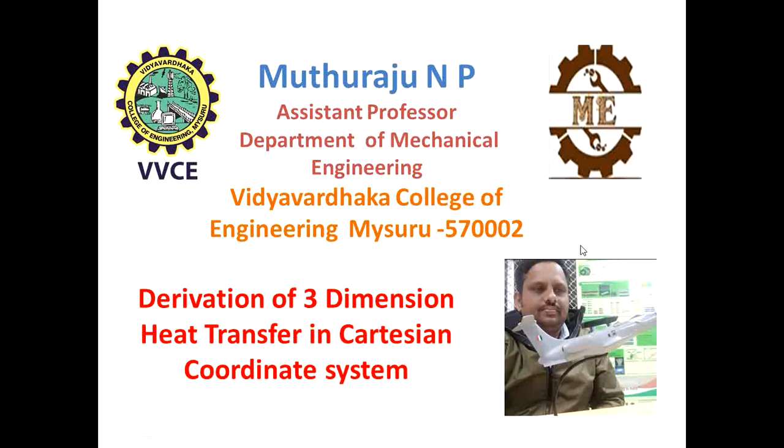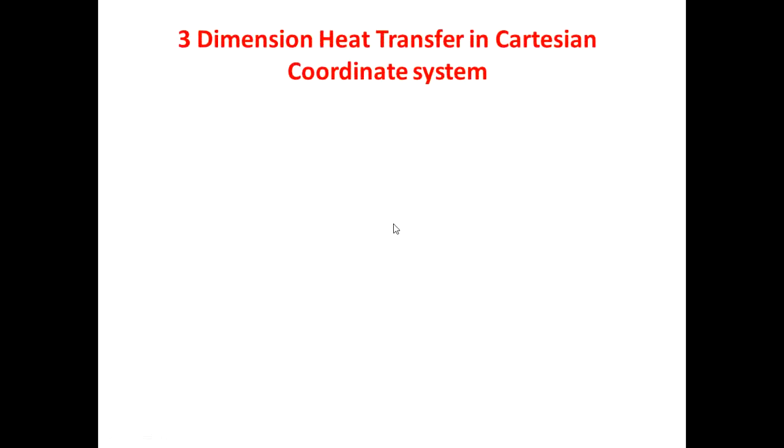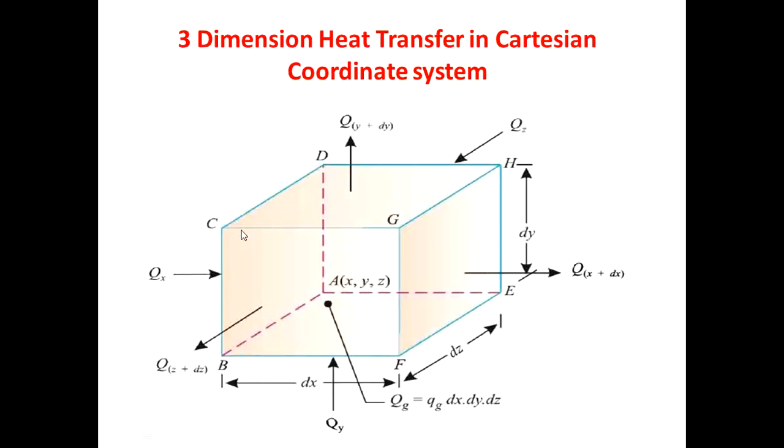Derivation will be like this. Three-dimensional Cartesian coordinate system. Please note down this Cartesian coordinate system in three dimensions: one is x, y, and this is the z direction. Note down the sketch: x direction, y direction, and z direction.